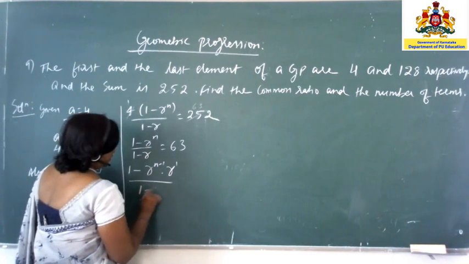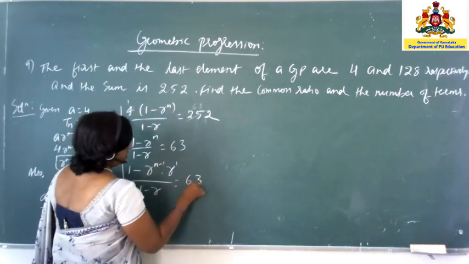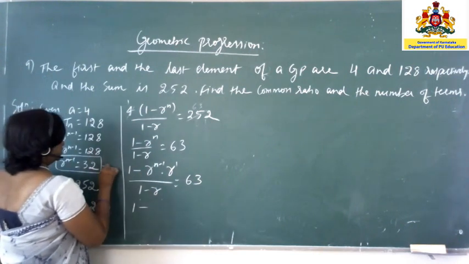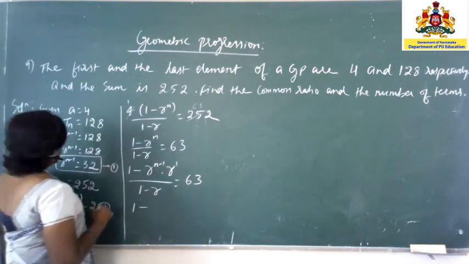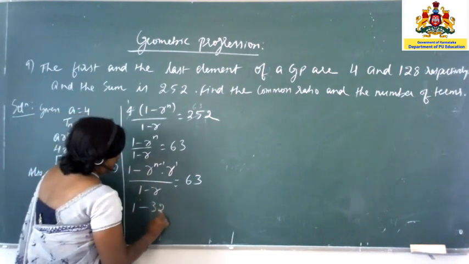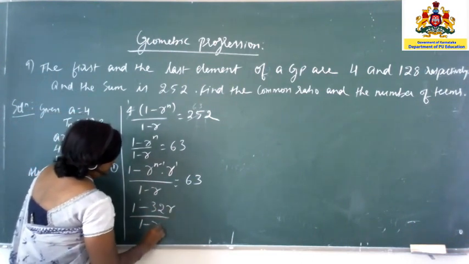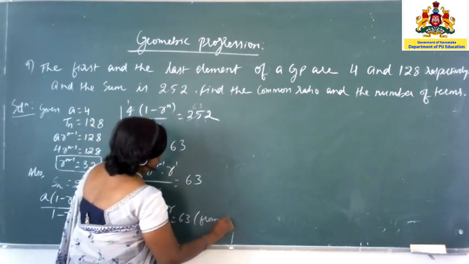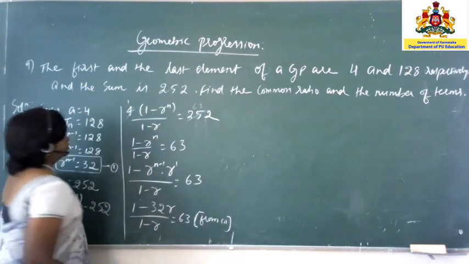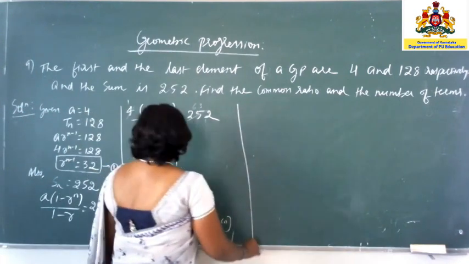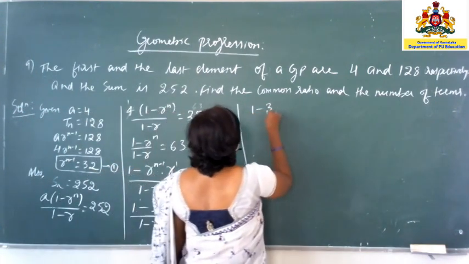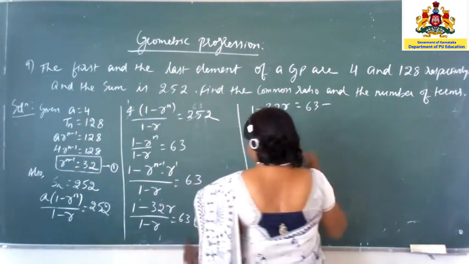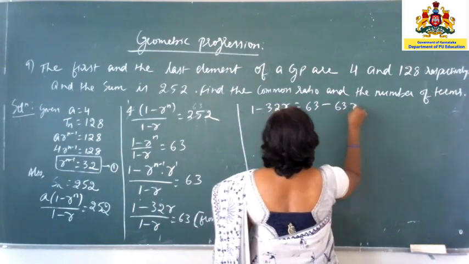So 1 minus r to the power of n divided by 1 minus r is equal to 63. Here r to the power of n minus 1 is 32, so r to the power of n is 32r. So 1 minus 32r divided by 1 minus r is equal to 63. Call the earlier equation 1. Okay, now cross multiply: 1 minus 32r is equal to 63 minus 63r.